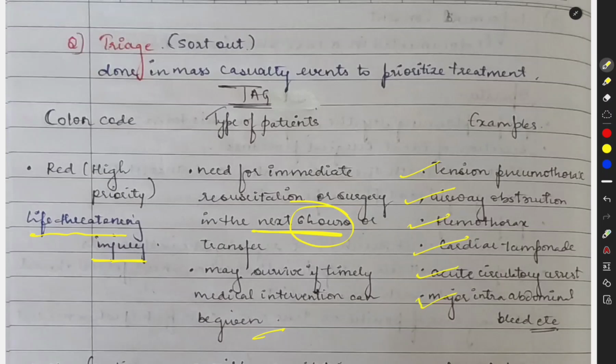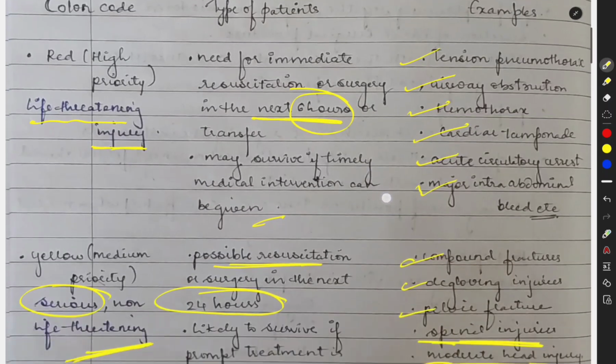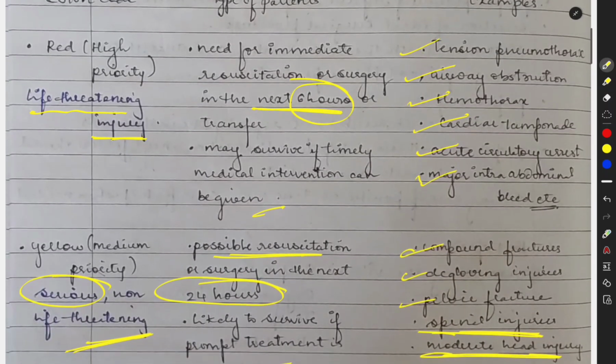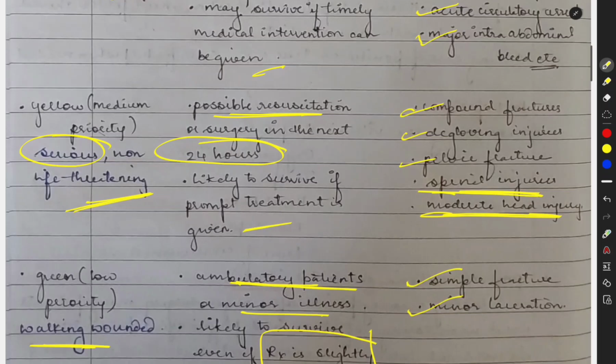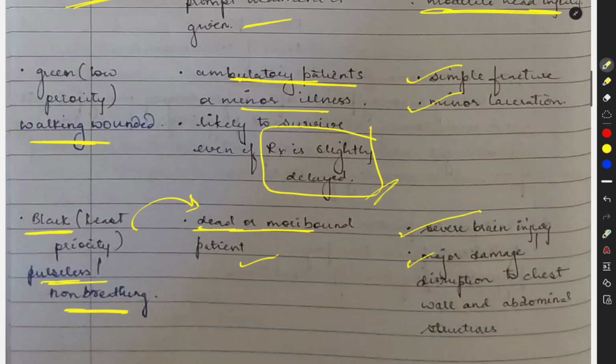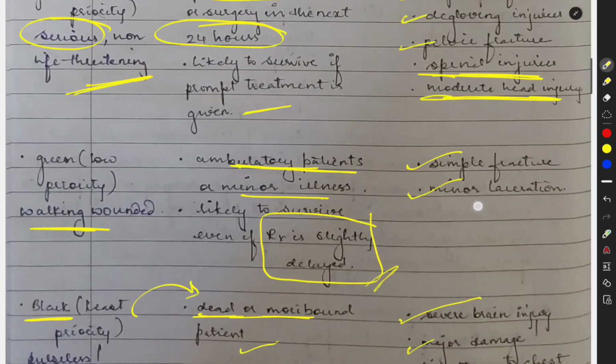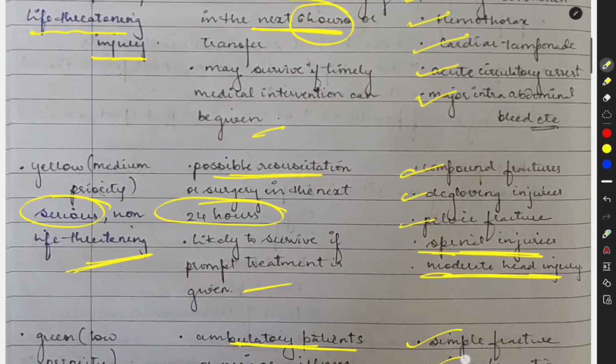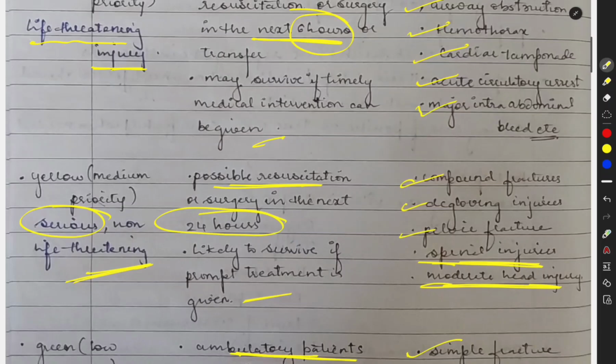So the tagging in triage system are red, which is highest priority having life-threatening injury, yellow having medium priority, that is serious injuries but they are non-life-threatening. Then comes the green who have low priority and they are walking or wounded, and the black one is the least priority, that means they are pulseless and non-breathing. For each you have to tell how is the management done and what are the examples which come under these color coding. This is all about tagging in triage.